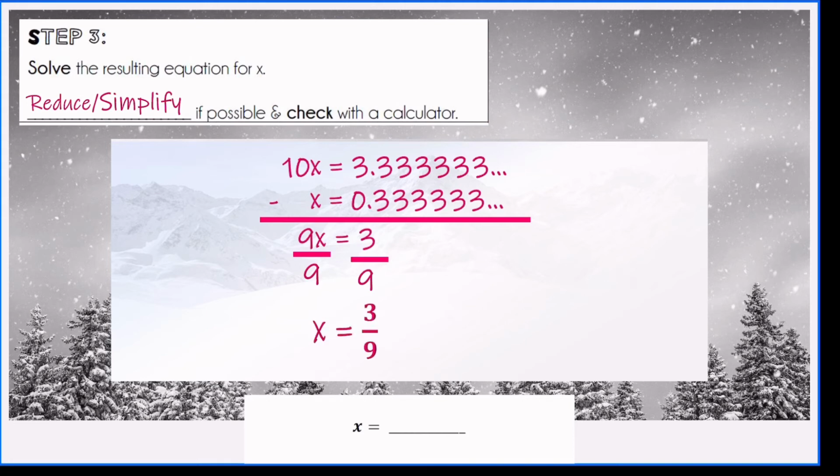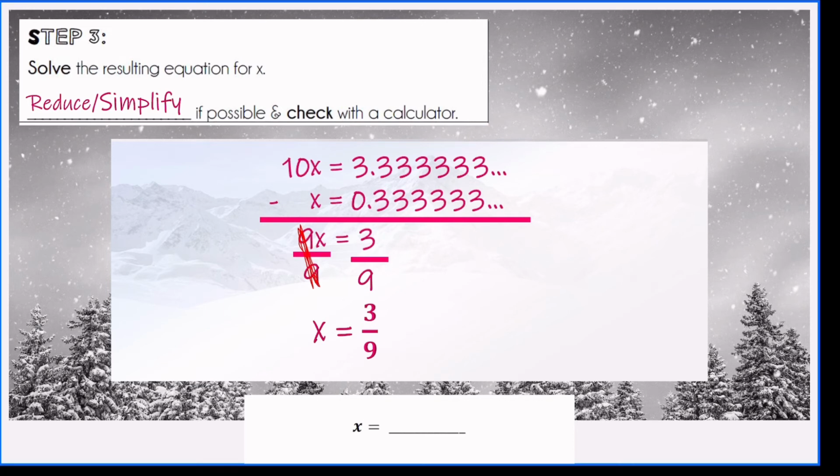So the 9's cancel, and here's what a lot of people make mistakes on, and I need you to see this. 9 divided by 9 becomes a 1. So there is a ninja 1 in front of that x. I don't want to get my calculator out and divide 3 by 9 because that's going to give me a decimal. I don't want a decimal. I just want 3 over 9.